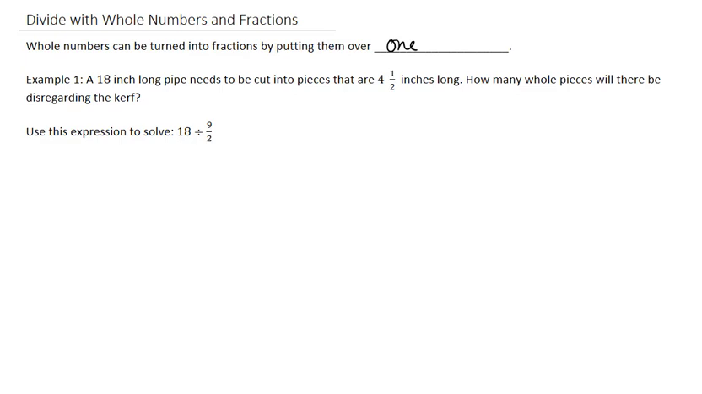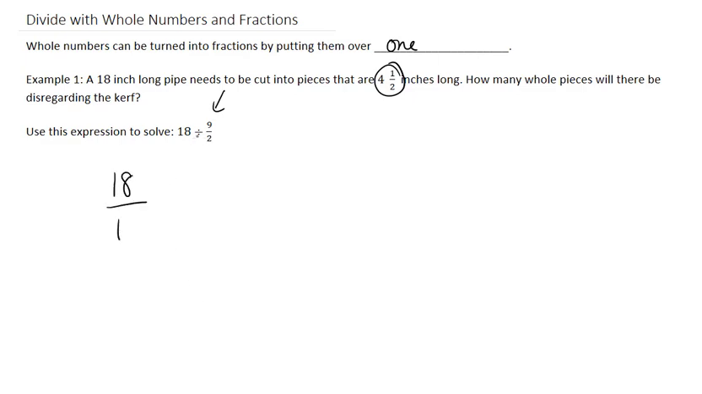We have an 18-inch long pipe that needs to be cut into pieces that are 4.5 inches long. How many whole pieces will there be, disregarding the curve? So we're going to use the expression to solve. We took this mixed number and made it an improper fraction. Now we have 18 divided by 9 over 2. We have a whole number here of 18, but all we can do to make it a fraction is put it over 1.